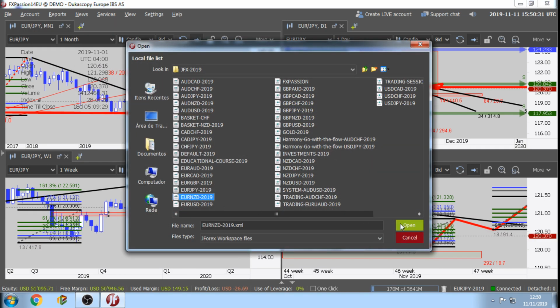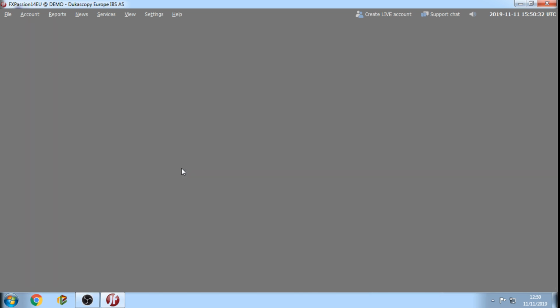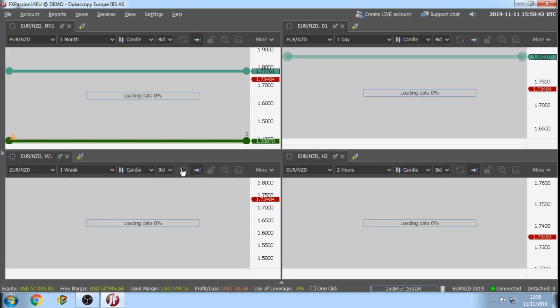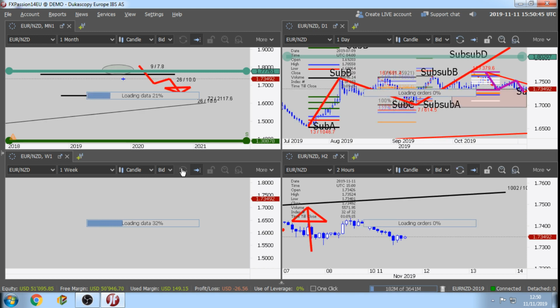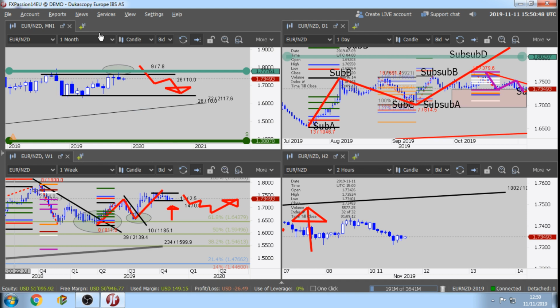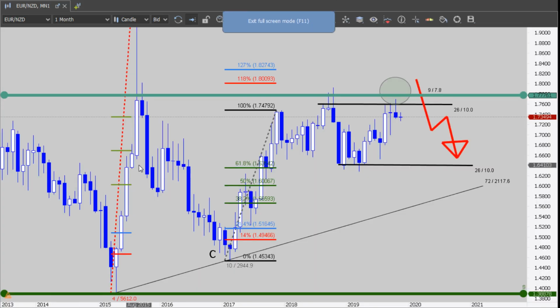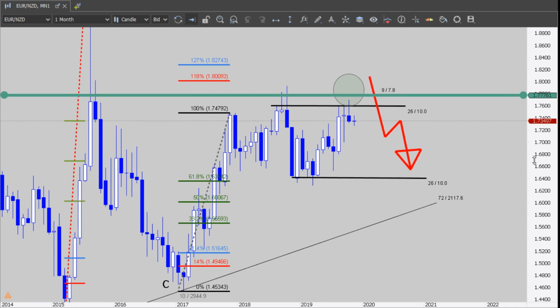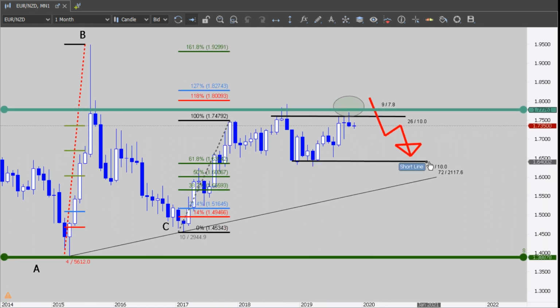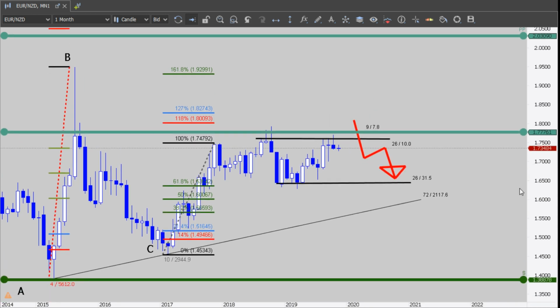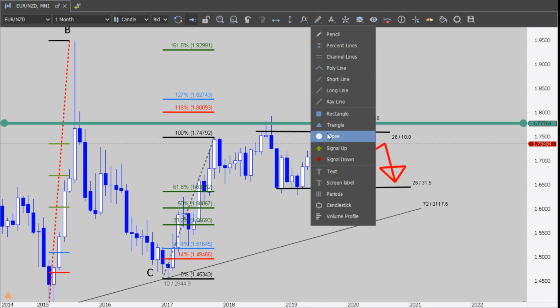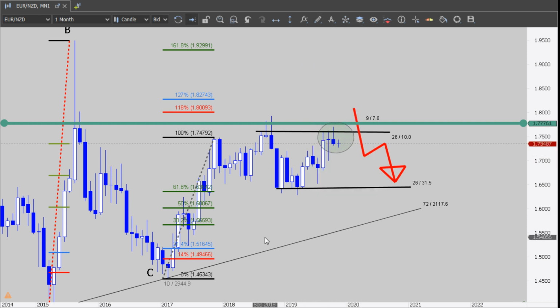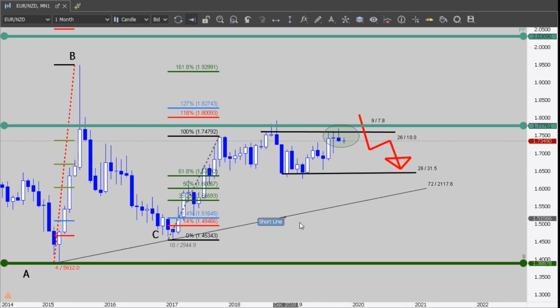Okay, one more, let's see, 5 minutes. Euro JPY, Euro New Zealand, not tradable. Stay out of Euro New Zealand, everybody. Euro New Zealand, not tradable. Oh, I was wrong, it is tradable. Okay, my bad again. We are going to short the market because it looks like the market in Euro New Zealand is locked in this sideways channel.